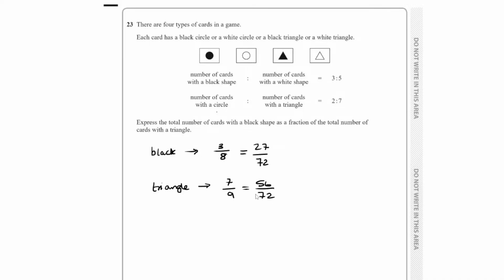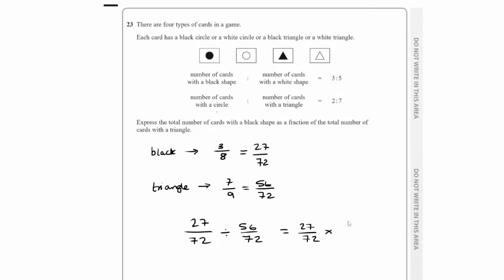And now because they have the same denominator, I'm not saying that there's 72 cards, but there's obviously some multiple of 72, isn't there? Then we can create that into the fraction that they want. So they're saying total number of black shape cards divided by the triangle one. So it's kind of like this, isn't it? 72 divided by the triangle, and if you do keep flip change, then you'll get your answer.